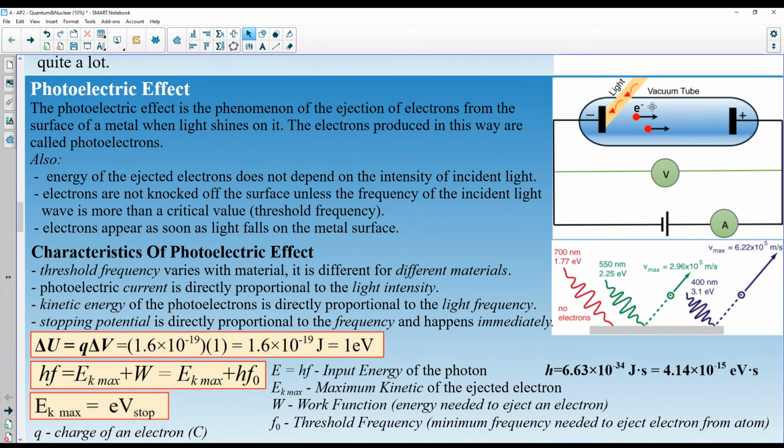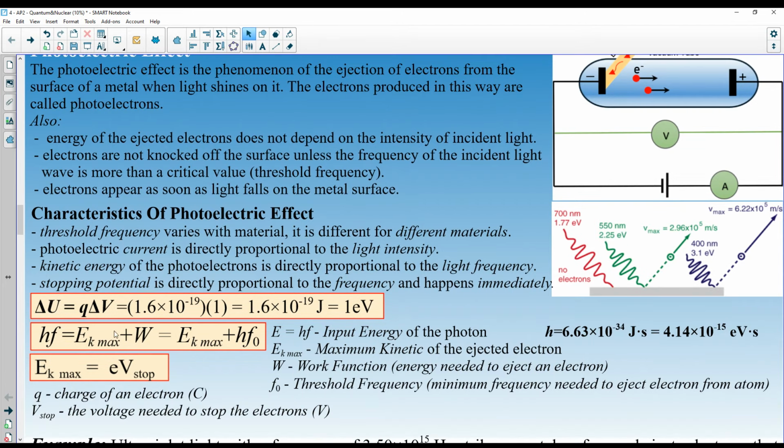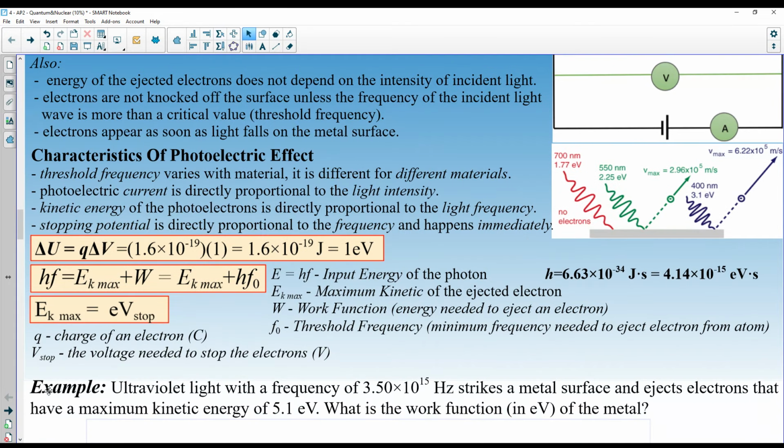So the more photons that are coming, the more electrons will be pulled out. The kinetic energy of the photoelectrons, as these are called, is directly proportional to the light frequency. If the light has more frequency, some of the energy is going to be used, but more is going to be left for kinetic energy. So the kinetic energy of the photoelectrons is related to the photon energy that is coming. And stopping potential is directly proportional to the frequency and happens immediately. This is the stopping potential, V stop, the potential energy needed to stop the electrons.